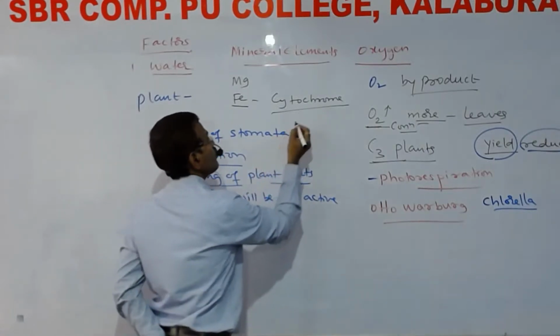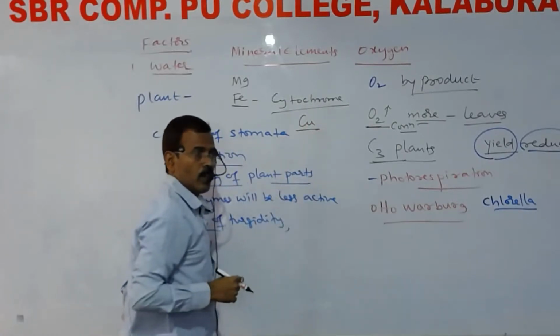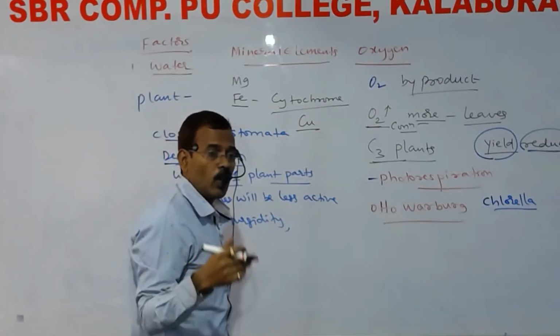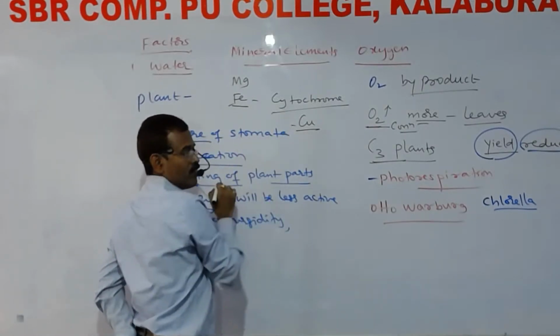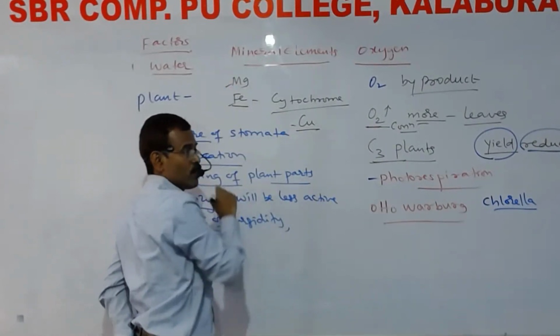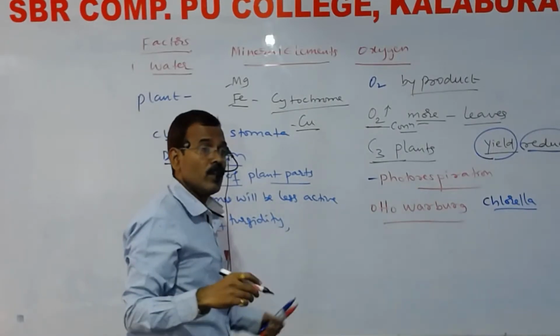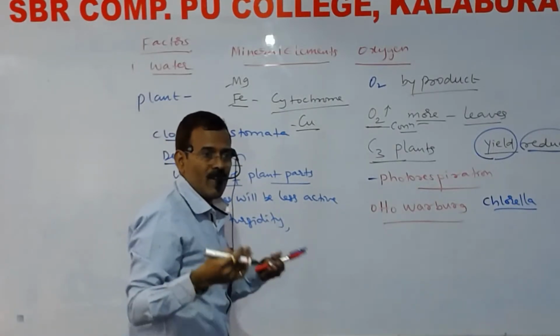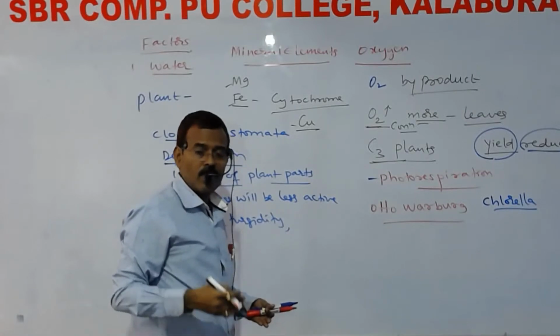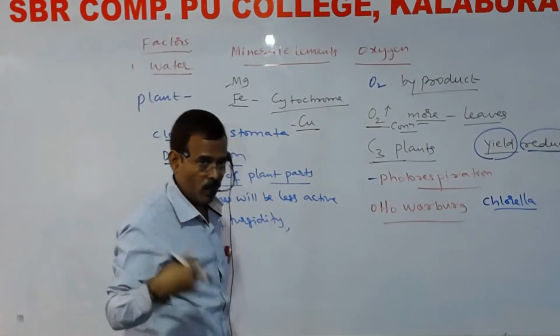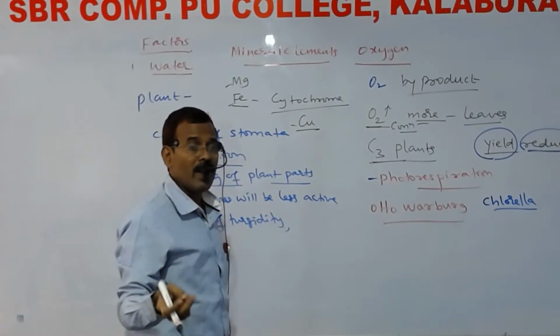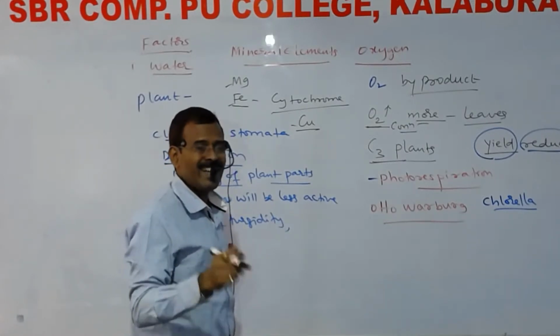Then we have copper. Copper is also required. It is a micronutrient. Iron is a micronutrient, copper is a micronutrient, magnesium is a macronutrient. Macronutrient means one which is required in large quantity by the plant, a major element. The one which is required in a small amount in a day is a micronutrient, a minor element, what we call.